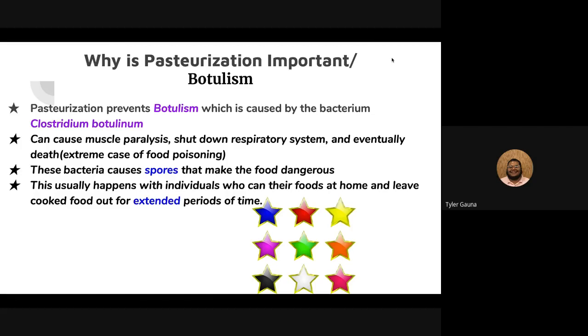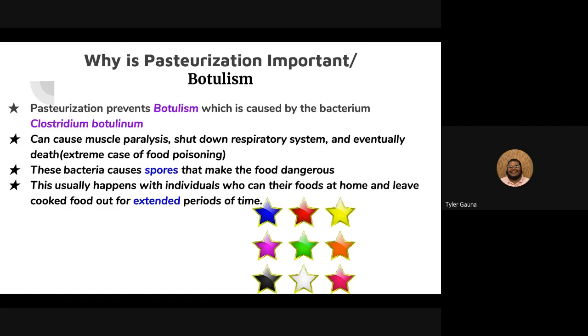So, why is pasteurization important? Pasteurization is important due to a bacterium called botulism. Botulism is very extreme food poisoning. It is what happens when you leave food out for a very long time without refrigeration and without other things to slow the rate of deadly bacteria growth on your food.